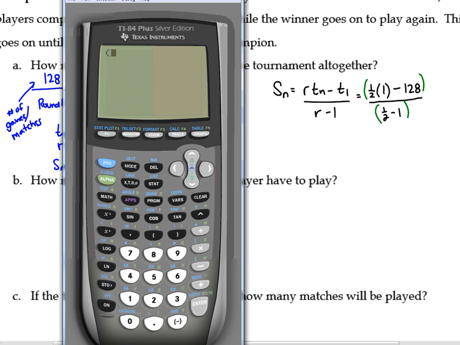So 1/2 times 1 minus 128 divided by 1/2 minus 1. Make sure you get the same answer.